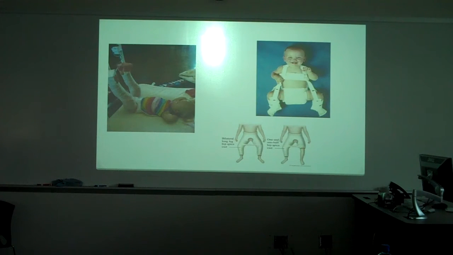Hip spica cast, down here in the bottom right-hand corner, changed to accommodate growth. Again, skin care we're worried about. You want to position on pillows and do sponge baths, because you don't want to get this cast wet. If they're 6 months to 2 years of age, they're going to do surgery and then apply a spica cast. And older children are going to do a surgical reduction with pre-surgical traction, which is what you see on the left there.